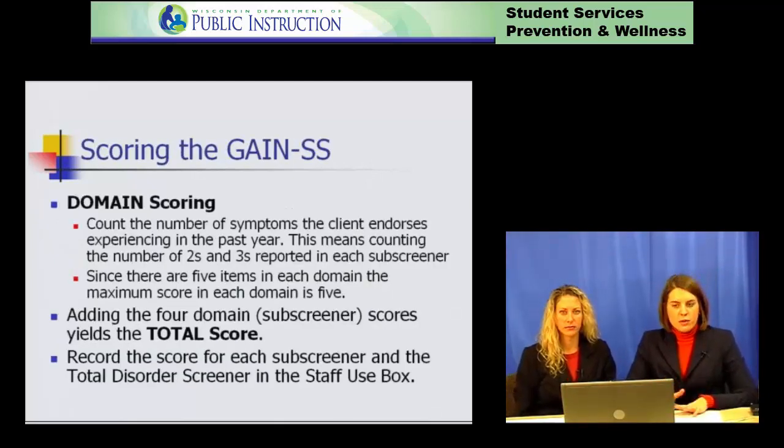For domain scoring, you count the number of symptoms the client endorses in the past year. So that means, looking at a completed screener, you're counting up the numbers of 2s and 3s that are circled in each subscreener. Since there are 5 questions in each subscreener, the maximum score for each of those is 5. If you add those 4 together, you get the total score. Once you have those scores determined, you should record them in the staff use box, which is number 12, as Heather mentioned.